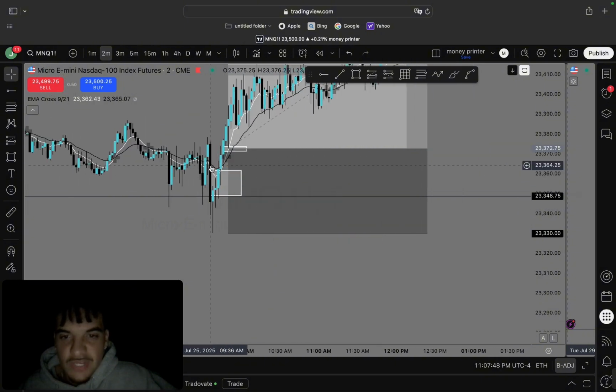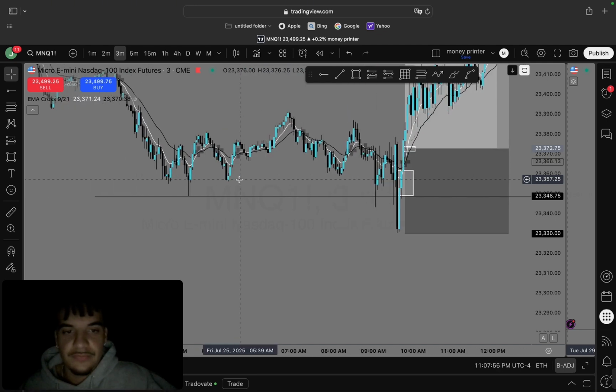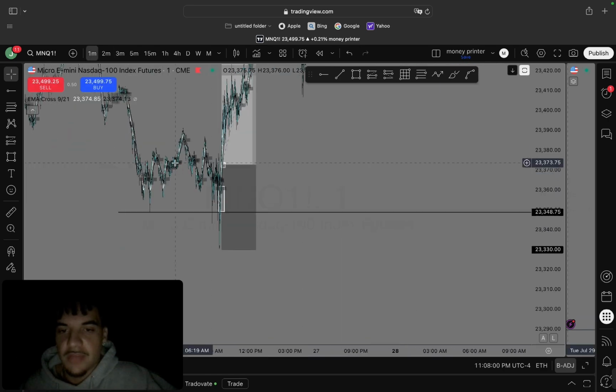So the 2 minute, we don't really have too much to look at on the 2 minute. Price action doesn't look like it was very good during this day. But yeah, so 1 minute entry would have been the play here inside of that 1 minute imbalance. You can see right here.